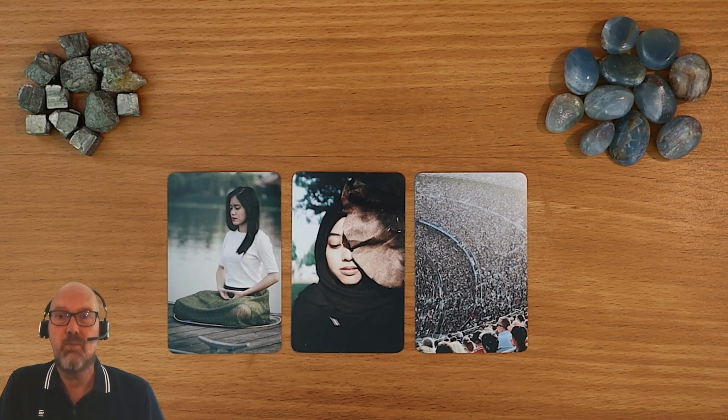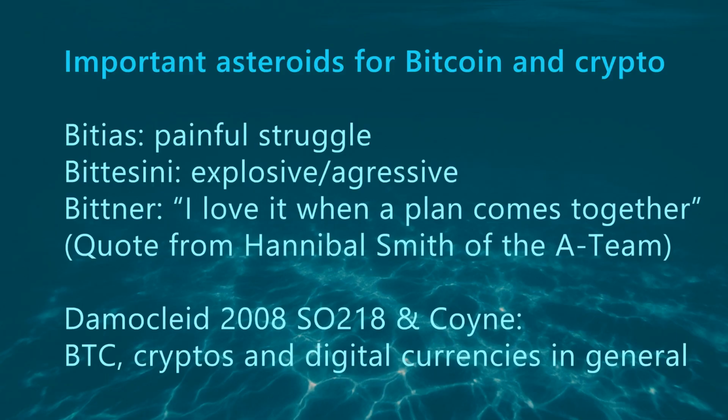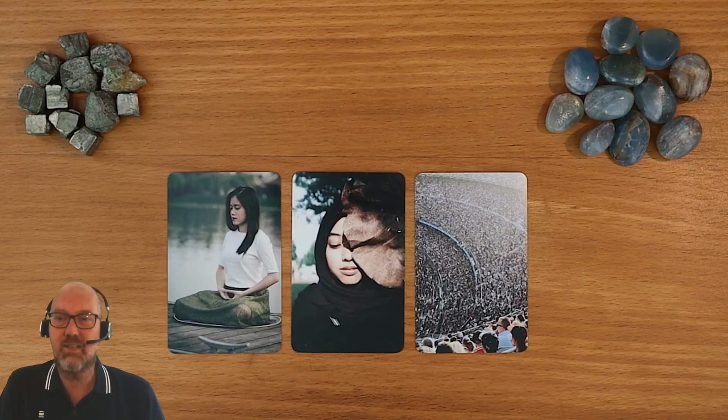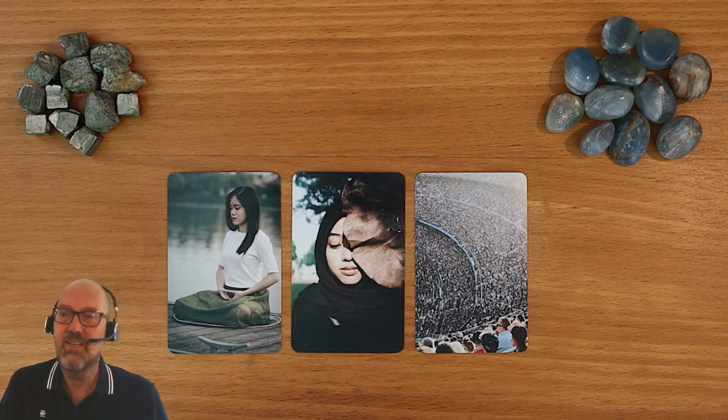There's 3 of them. They're called Bitias, Bittner and Bittesini. They all start with bit, and that is like the association that is needed for these asteroids to do their magic work, so to speak. So these 3 asteroids are the main focus of this video. I'll show the discovery charts and also some example charts where you can see how they work.